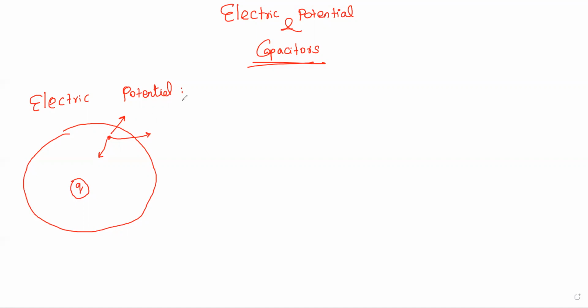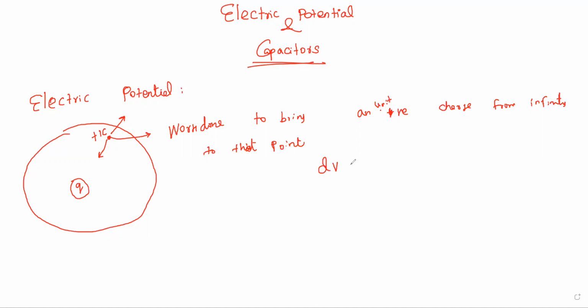So the electric potential is the measure of bringing 1 coulomb positive charge from somewhere else to this point. So it is the work done to bring a unit positive charge from infinity to this point. This should be very clear: infinity to this point, that point.